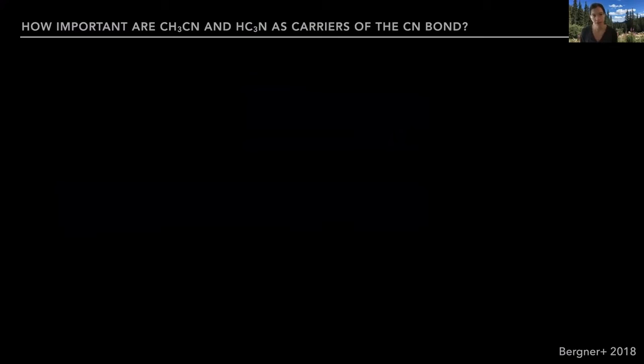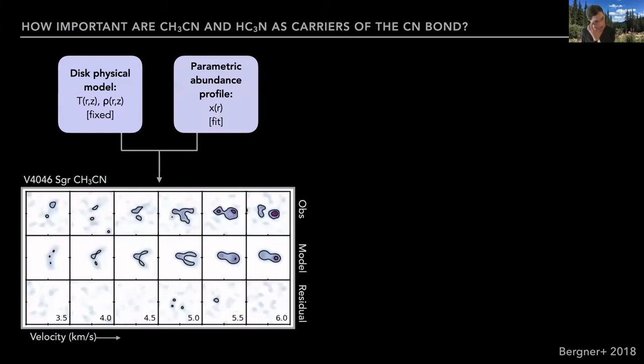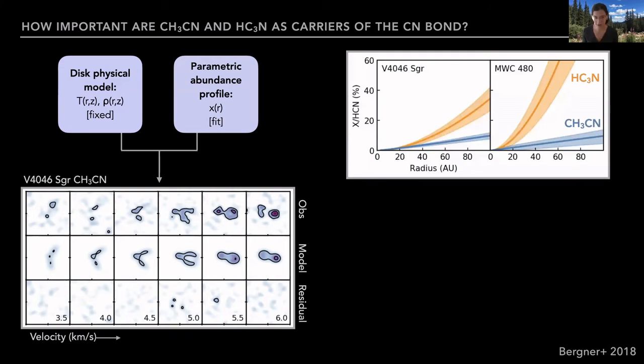So we want to understand how important these complex nitriles are as carriers of the nitrile bond. To do this, we can construct a physical model coupled with an abundance profile to basically do an abundance retrieval. Here I'm showing the outcomes of this type of model, where we have the observations on the top and the model in the middle. You can see that our model does a very nice job of reproducing the observations. And so we can pull out these abundance profiles that look like this.